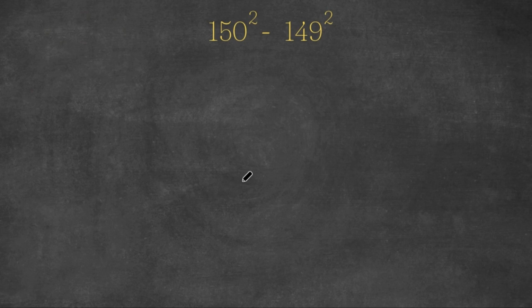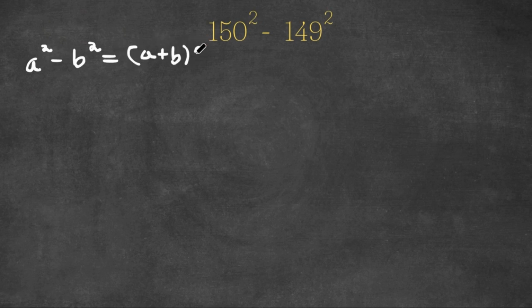In today's video, I'm going to be teaching you guys how to solve this exponential problem. So we have 150 squared minus 149 squared. Now, if we have something in the form a squared minus b squared, this can actually be written as a plus b times a minus b.